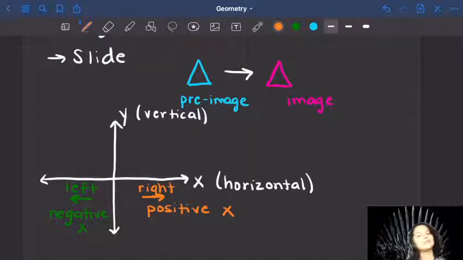And with the y-axis, that one's a little bit easier to remember because think of going up. If you go up, you're becoming more positive. If you go down, you're becoming more negative. So you can think of it as like when you're at sea level.